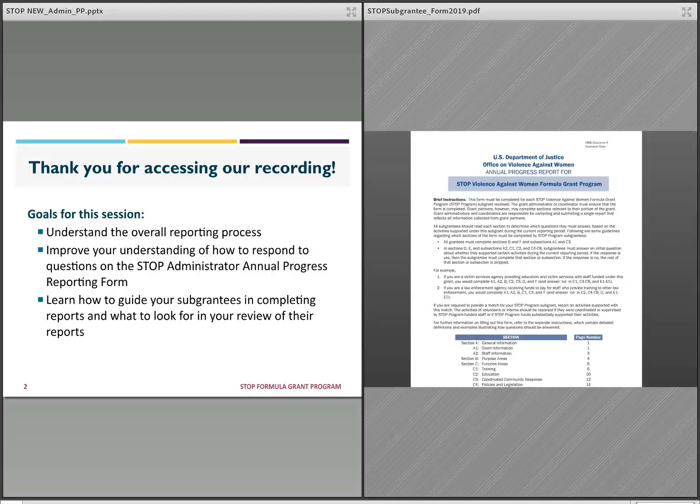In this session, we hope to help STOP administrators understand the overall reporting process, understand how to respond to questions on the STOP Administrator Annual Progress Reporting Form, and learn how to guide your subgrantees in completing reports and what to look for in your review of those subgrantee reports.